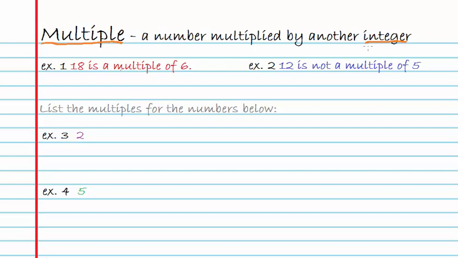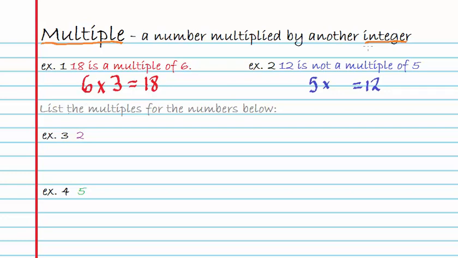So in this first example, we're just looking at an example of a multiple. 18 is a multiple of 6. And it's a multiple because I can take 6 and multiply it by an integer, in this case 3, and get that number. So 6 times 3 is 18. Example 2 is a non-example. 12 is not a multiple of 5. I can't start with 5 and multiply it by any integer to equal 12.